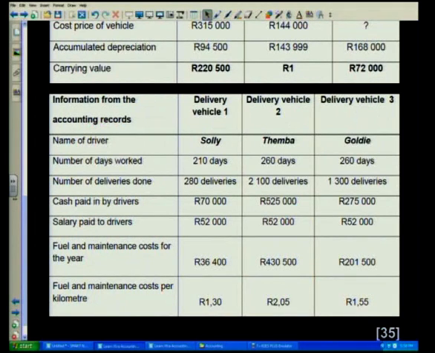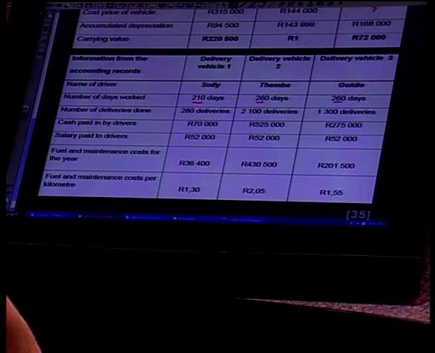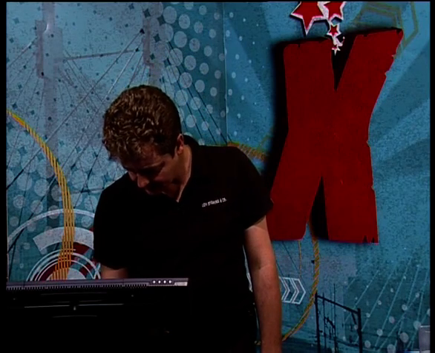Here's delivery vehicle 1. Can you see that Solly has worked only 210 days this year compared to the 260 days of Temba and to the 260 days of Goldie? In other words, he has worked 50 days less than the other drivers. Perhaps he has been sick, perhaps he's been absent from work, but in either event, we would have to try to determine why that is happening. So that would be one possible answer.